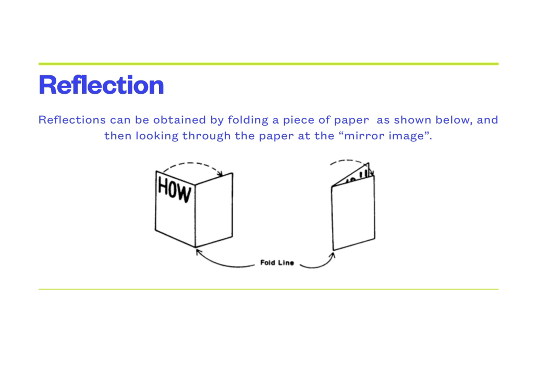The first mapping that we're going to take a look at is called reflection. Reflections can be obtained by folding a piece of paper as shown below and then looking through the paper at the mirror image. So if I were to fold this paper, I could see the mirror image would look like this. That's reflection over a line.